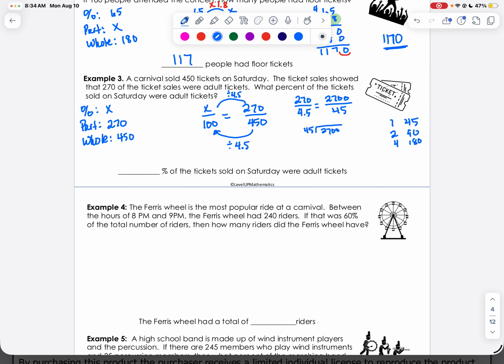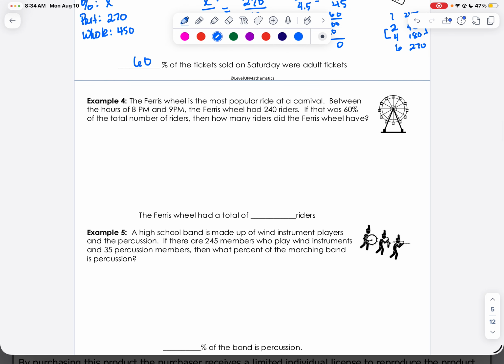That is too many. But what if I added the 2 plus 4 would be 6? And what if I added the 90 plus 180? That would be 270. That's exactly what I'm looking for. So 45 will go into 270 6 times. So 6 times 45 is 270. Subtract and bring down. 45 goes into 0 times. So I know that 60% of the tickets sold on Saturday were adult tickets.